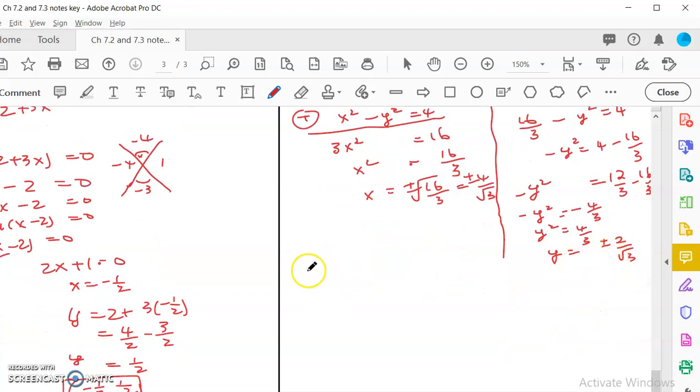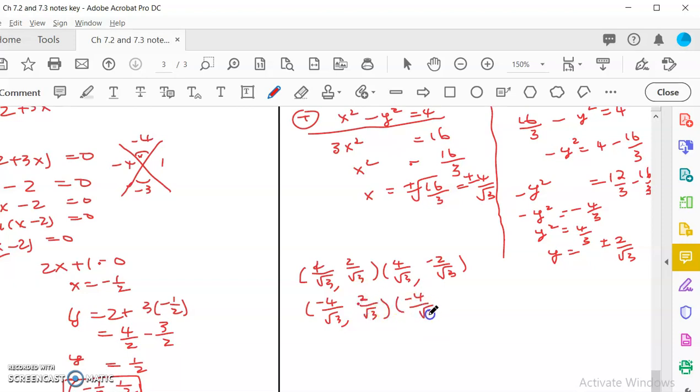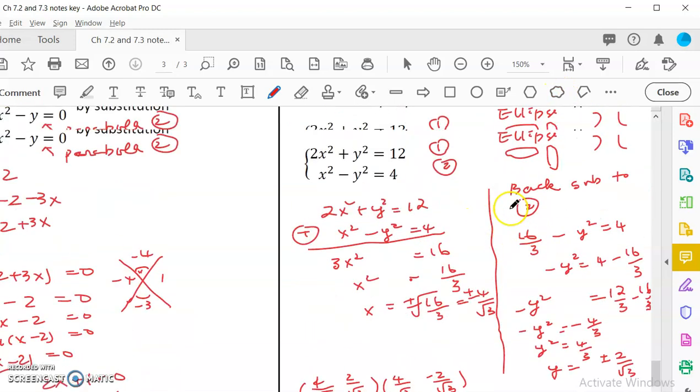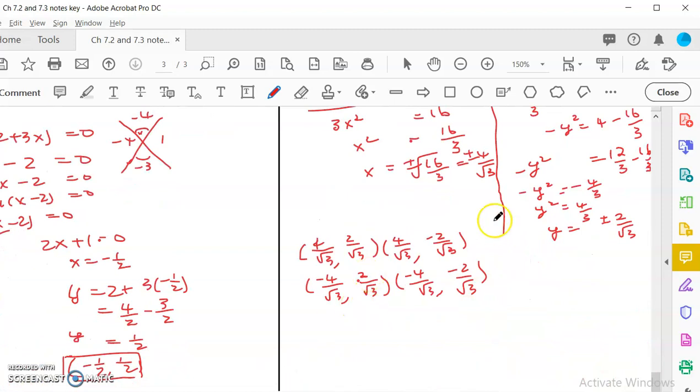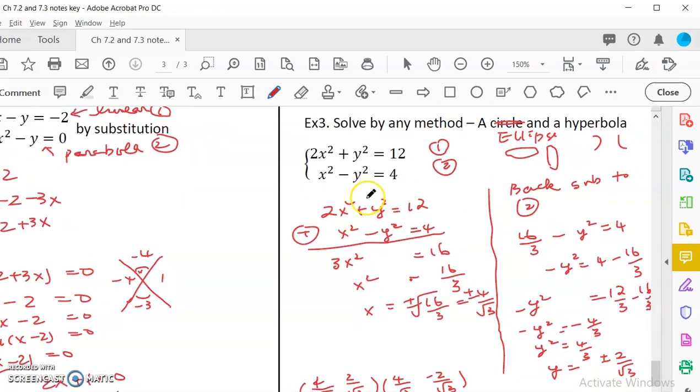So time to write the intersection points. So x is 4 over root 3. Y is 2 over root 3. But there is a case of negative, so you say 4 over root 3, negative 2 over root 3. And then you would have negative 4 over root 3 for x, because it's plus and minus. And then positive y, and both negative. That's the answer. So this ellipse must intersect with the 2 branches of the hyperbola. So that's how you solve nonlinear systems.